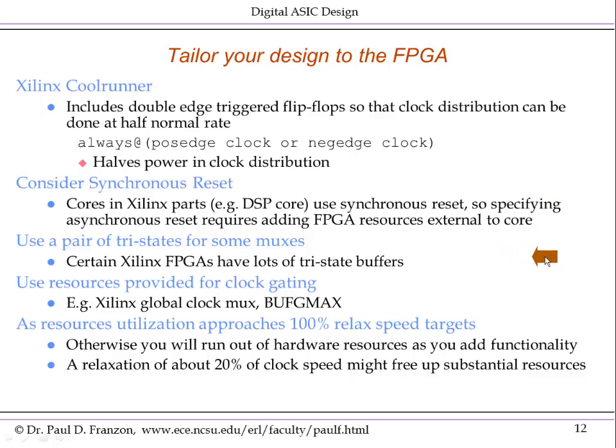Some FPGAs have a lot of tri-states within the CLBs, and there are ways of using tri-states as muxes. Thus, if you want a mux, you might be better off programming it as a set of tri-state buffers. This actually doesn't apply to the Virtex-5 family. I'm illustrating with another one. Again, clock gating and things like that can be directly supported within the clock distribution tools. And also, in general, and very specifically within FPGAs, there's a very strong speed versus hardware area trade-off.